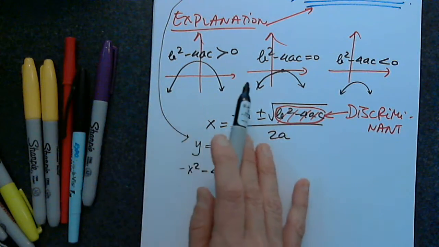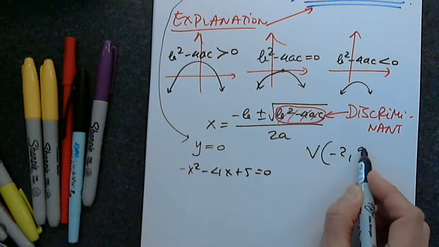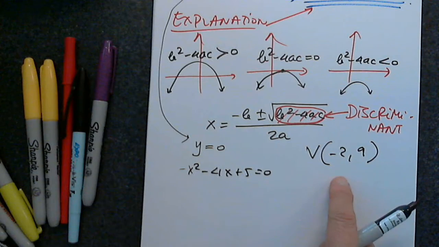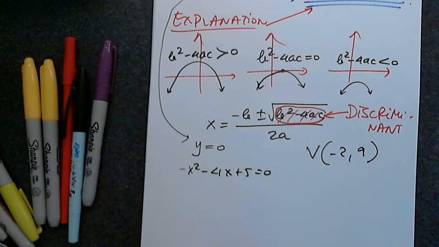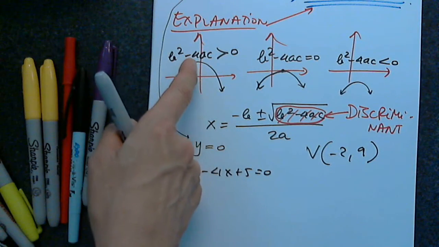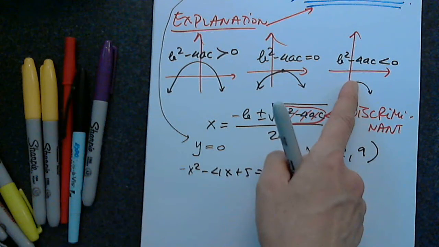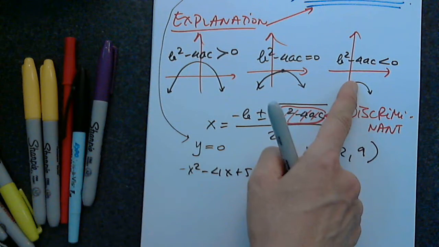Is it this, this, or this? Let me write it one more time. Negative 2, 9. This will tell us exactly which case it is. Exactly. Because the ordered pair is somewhere negative 2, 9. It's not negative 2, 0. And it's not negative 2, negative 3.